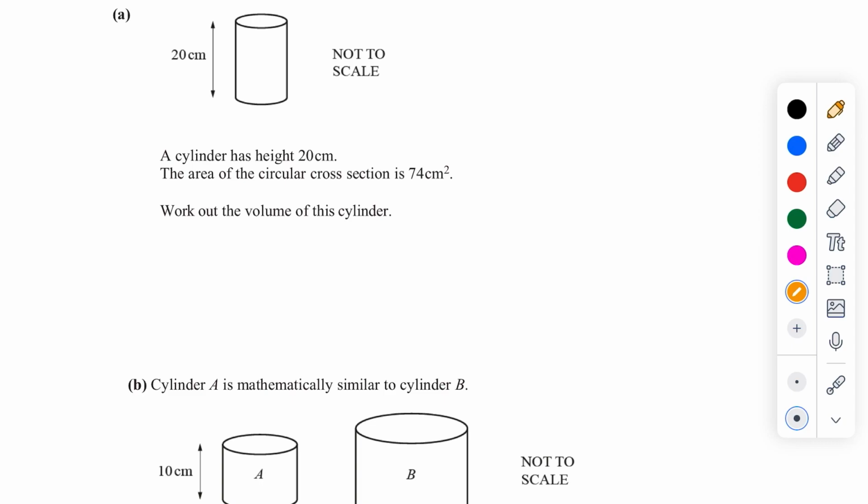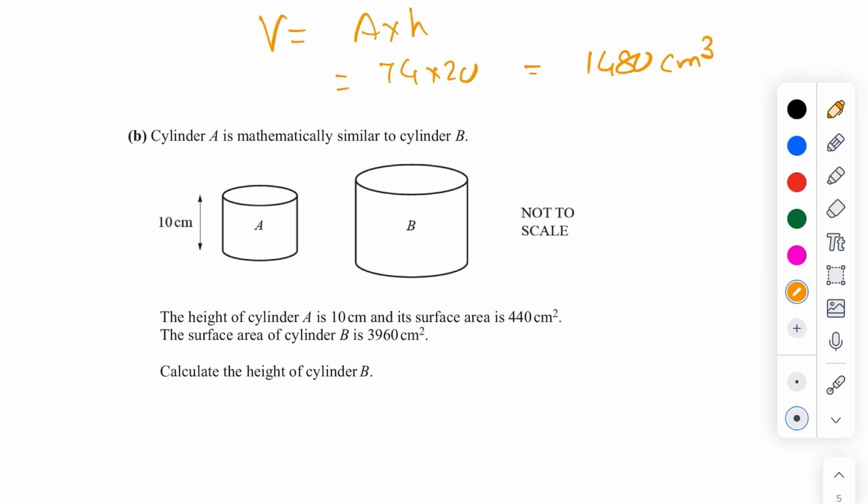What is the volume? So every time, volume equals nothing but what? Area of the cross section times height, which is 74 times 20. When I do that, I will be getting 1480 centimeter cube. A cylinder A is mathematically similar to cylinder B. The height of cylinder A is 10 and its surface area is 440. So he's talking about surface area.